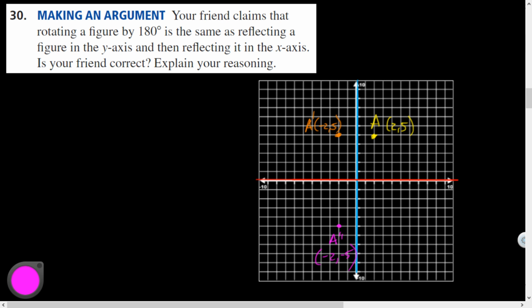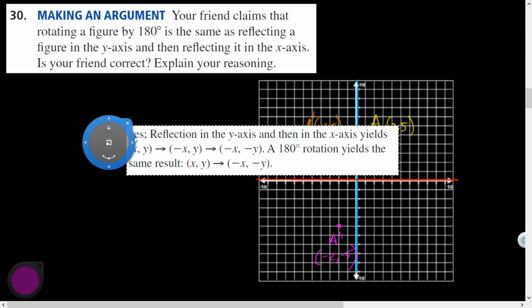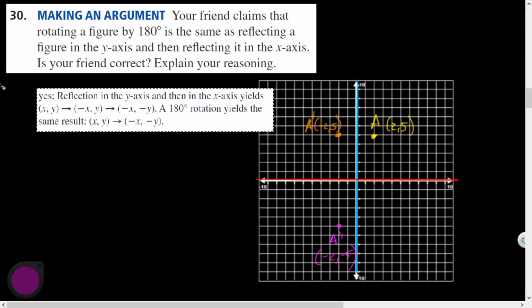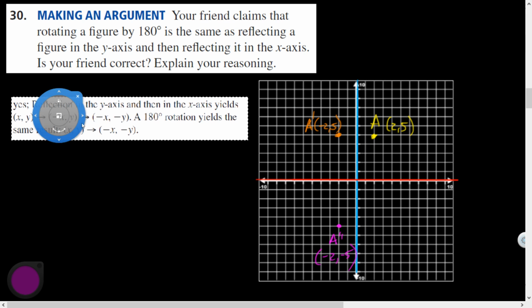And as far as more meaningful evidence, here's the book's argument, which I think is interesting. They were doing it from kind of the rules approach. They said the following. Yes, your friend is right, because a reflection in the y-axis then x-axis yields (x, y) becomes (-x, y), and then that becomes (-x, -y), or the opposite of x, opposite of y. And a rotation of 180 degrees about the origin yields the same. So we can see that those do in fact end up being the same thing.